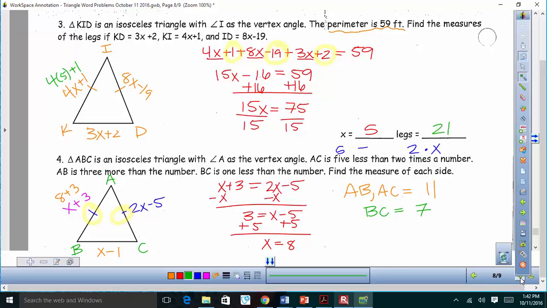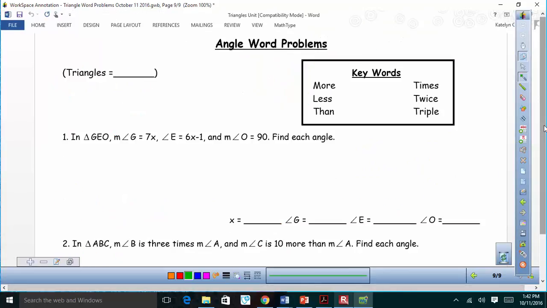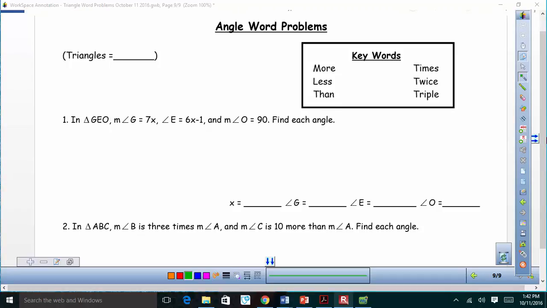Okay, let's look at your next sheet. So these are angle word problems. So we're going to be looking at all angles. So what do we know about all angles in a triangle? They add to 180. So I'm going to put triangles, and this should actually say angles in a triangle equal 180. Okay? So each time they give us angles, we're going to add them to equal what? 180. So let's look at number 1.